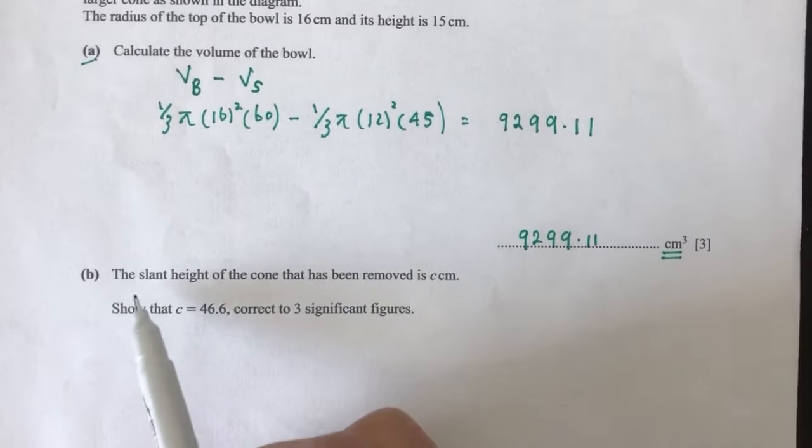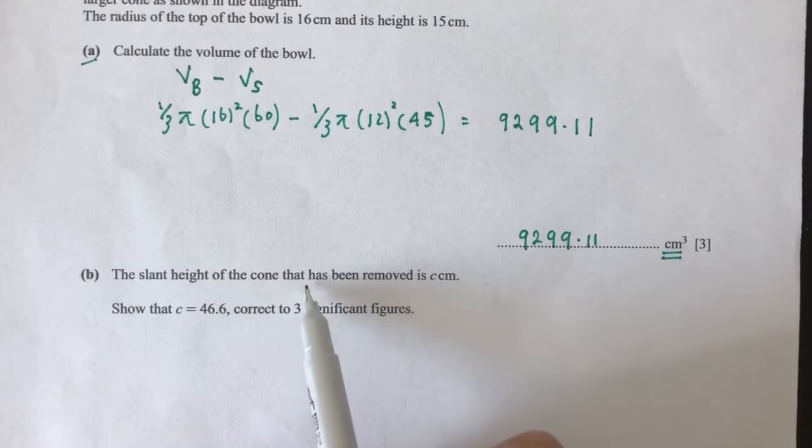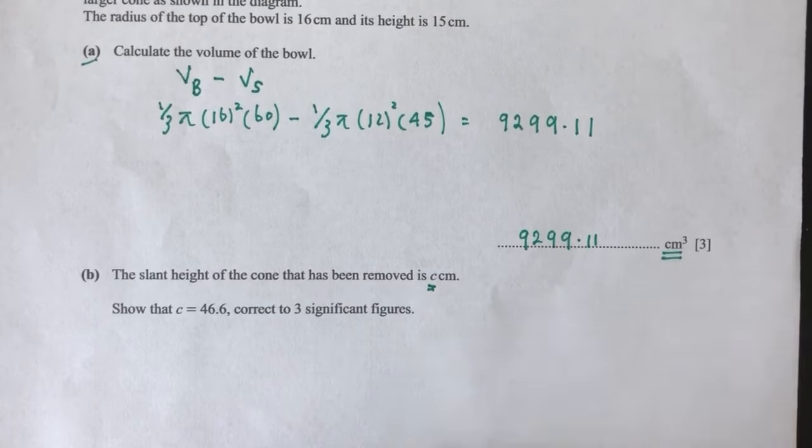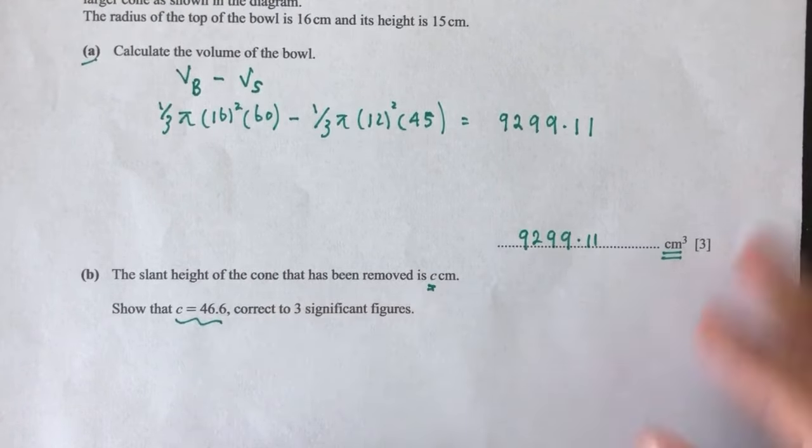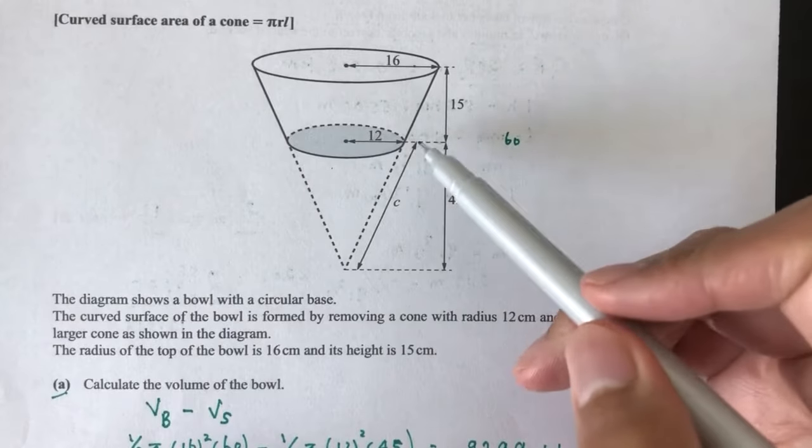Now for part B, the slant height of the cone that has been removed is C centimeter. Show that C is 46. So how do you find the value of C?